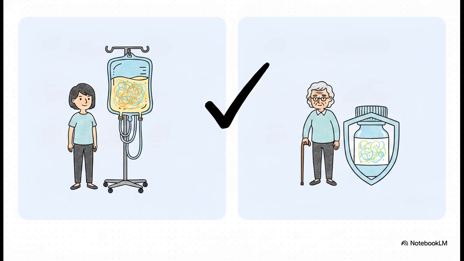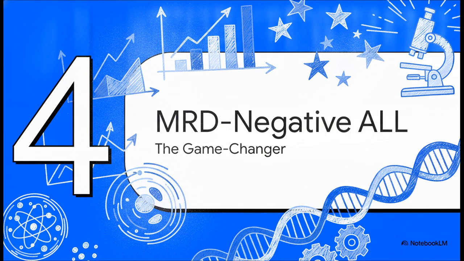Therefore, for DH, standard adult protocols like hyper-CVAD or the Larson CALGB 9511 protocol are the preferred pathways. Matching the intensity of the regimen to the patient's biological age is an absolutely crucial pharmacist intervention. All right, let's shift our focus to Section 4, the MRD-negative game changer and its survival benefits.